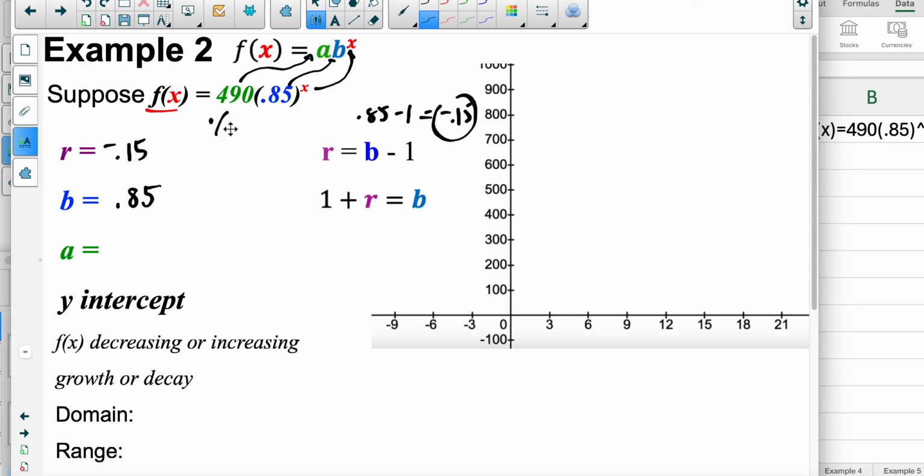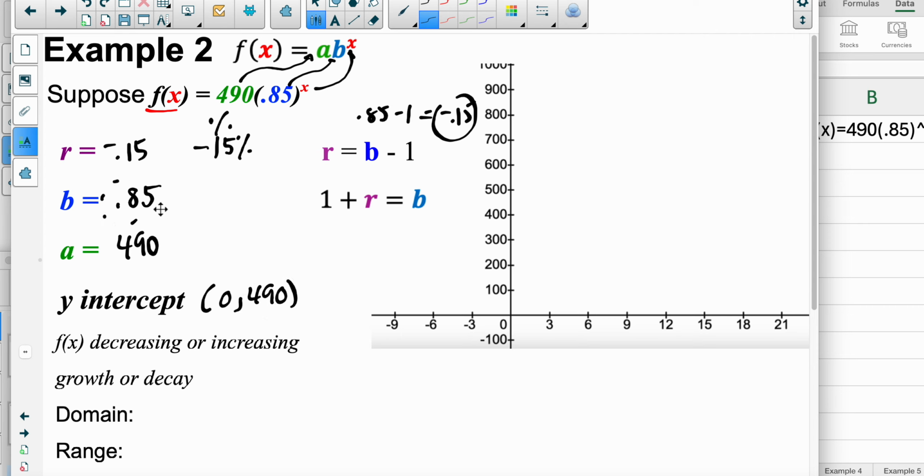That's decimal form for r, negative 0.15. If I want to write it as a percentage, I would just move that decimal place over 2 places, and this means that I have a negative 15% decay or decrease. So for every time x increases by 1, my y values decrease by 15% or by a factor of 0.85. I can see that a here is 490, right? We already talked about a being our initial amount, so that's also our intercept, 490.